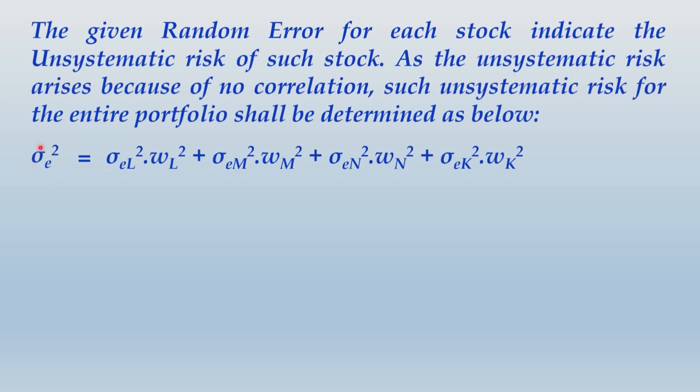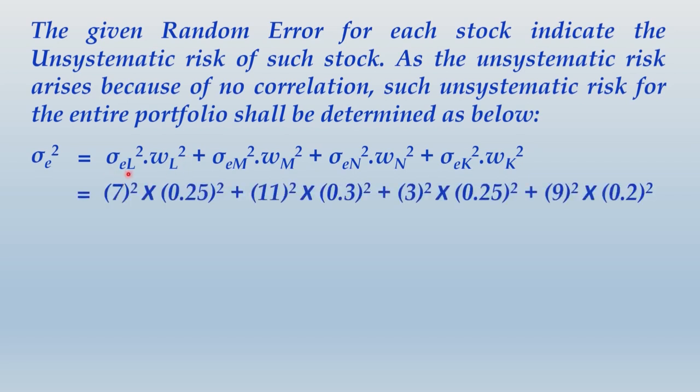We have to compute sigma e squared value for the entire portfolio, which would represent the unsystematic risk for the entire portfolio through variance approach. Now, you see what is informed in the question. We have been given sigma e for each stock. We also have weight for each stock. What we just need to do is take the squared values of each unsystematic risk, multiplied to their respective weights squared. So let us put up the values.